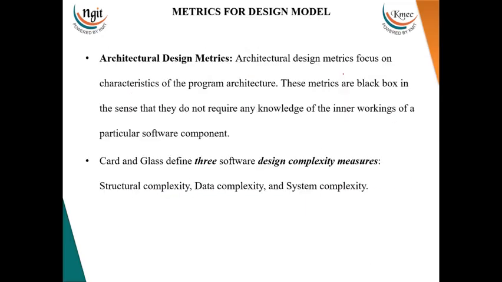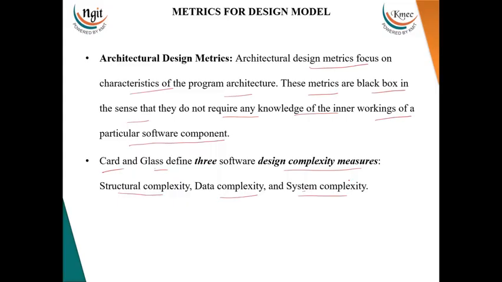So then, metrics for design model. Architectural design metrics focus on characteristics of program architecture. These metrics are black box in the sense that they do not require any knowledge of inner workings of a particular software component. Card and Glass define three software design complexity measures: structural complexity, data complexity, and system complexity.